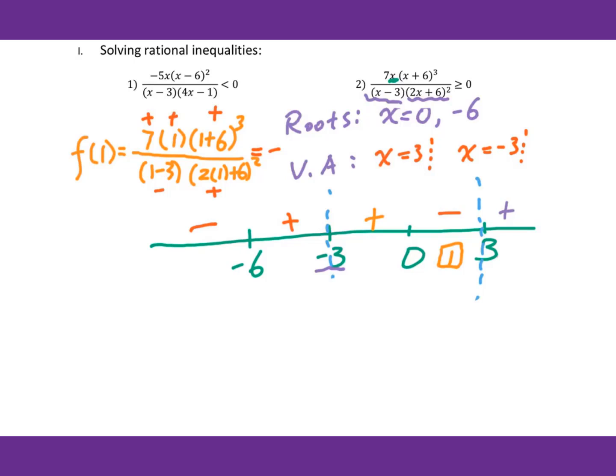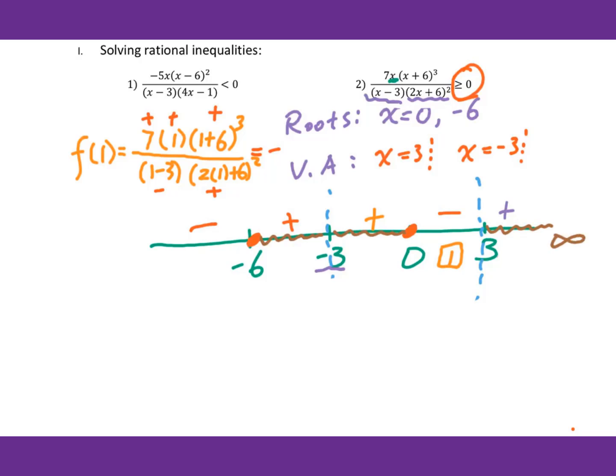Now we need to check the inequality symbol, greater than or equal to 0. Since you have an equal sign, for roots it's a closed circle. Greater than or equal to 0 means the positive intervals will be the solution. Therefore, this interval is a solution, this interval, and then this interval.